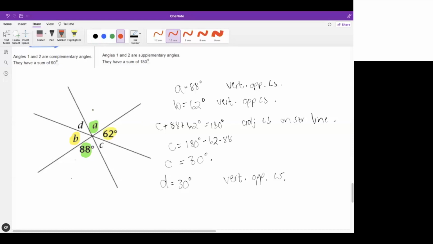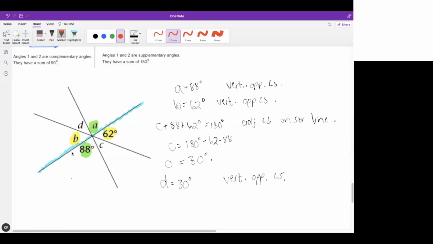How do you calculate it, ma'am? The same way that we did that one. You don't calculate anything. You just say A is 88 because it's opposite 88. That's basically what you're saying. You get it?